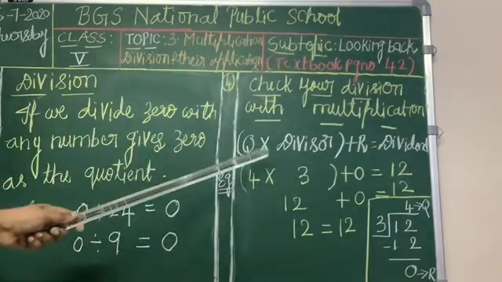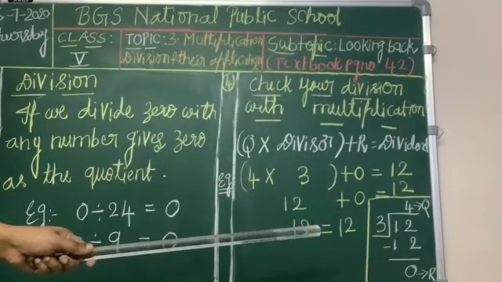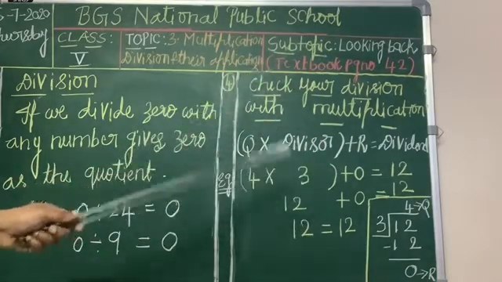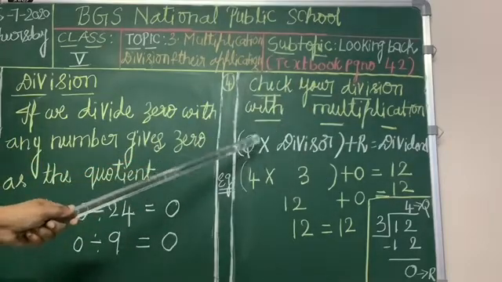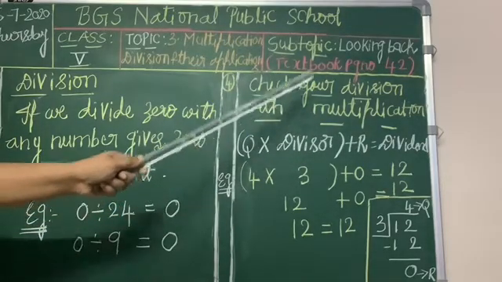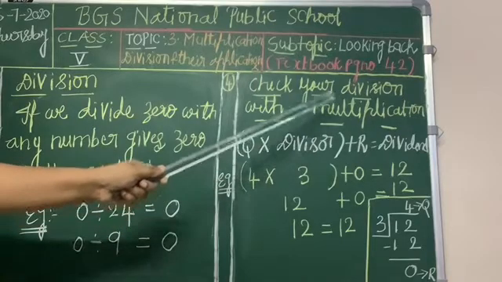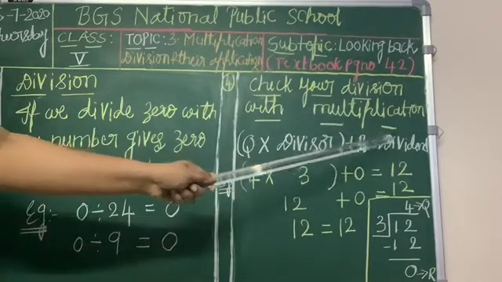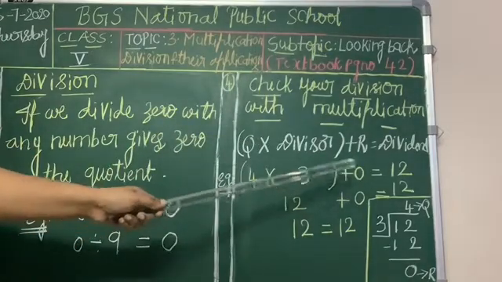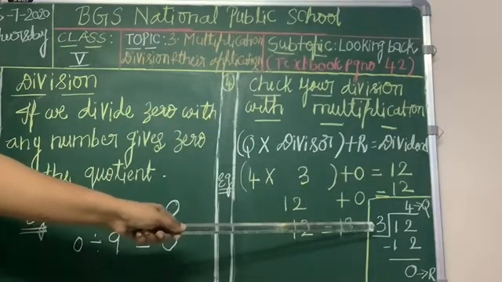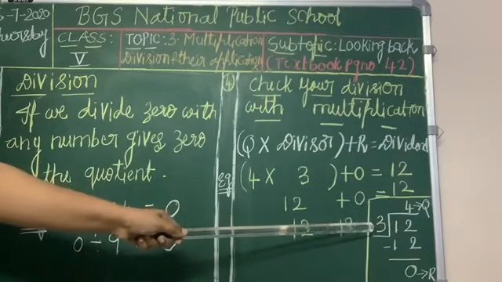Okay, now if you do the division and you want to check whether the division is correct or not, you have to use this formula. If you multiply the quotient by the divisor, and if you add the remainder to that, you should get the dividend. Then only your answer will be correct. Okay, now let us check with one example. Here I have given the example as 12 divided by 3, children.